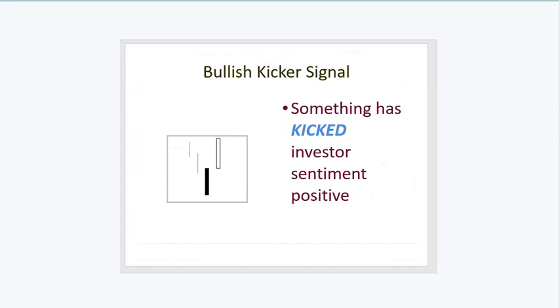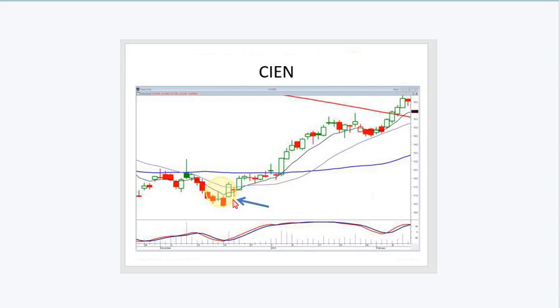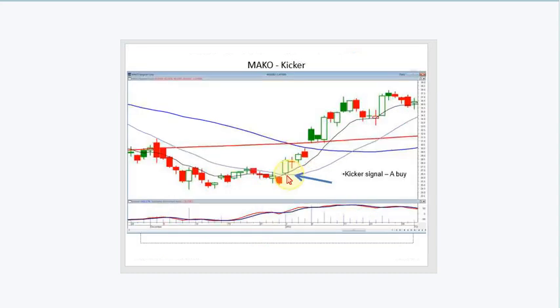Okay, so the kicker signal is the gap already built into the signal. Notice it opened here, closed here. Next day they gapped at or above the previous day's open and went the opposite direction. That essentially tells us they've kicked the investor sentiment in the opposite direction. So anytime I see that kicker signal, I'm probably buying immediately because it tells you there's been a drastic change of investor sentiment.